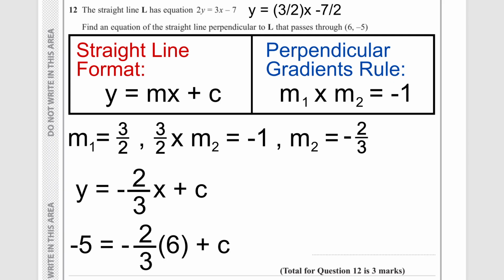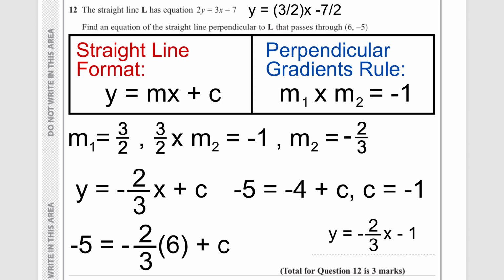So -5 = -2/3 times 6 + c. Simplifying that down a bit, -5 = -4 + c, because we've got 6 times 2, which is 12, divided by 3 is 4. But it's a minus, so we get a minus 4. Then all we need to do from there is add the 4 to both sides. So we get c = -1. So now we know that c is equal to -1. We've got y = -2/3 x - 1.